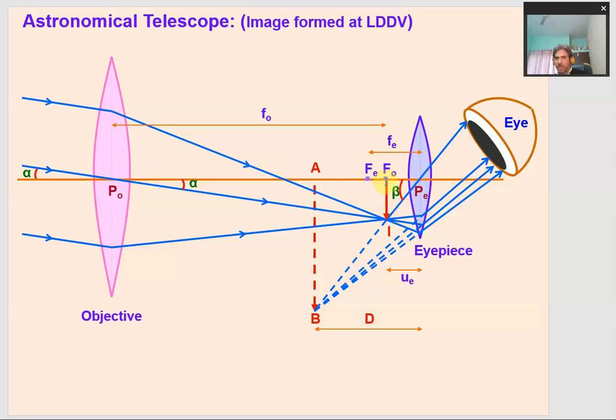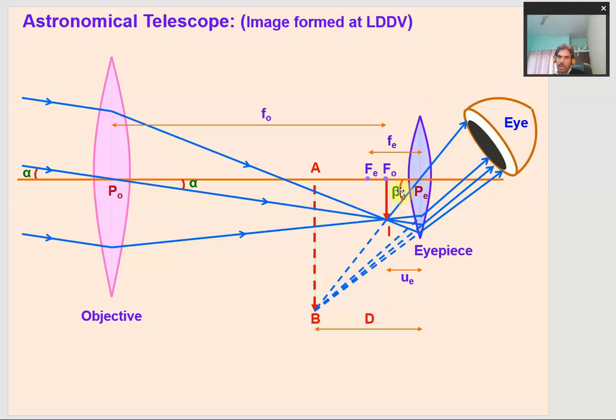So this image will be closer than the focal length of the eye lens FE. It will be closer, right? However, it will be formed at the focus of the object lens always, but the distance of the eye lens is so adjusted now that this image lies at a closer distance than the focal length of the eye lens.